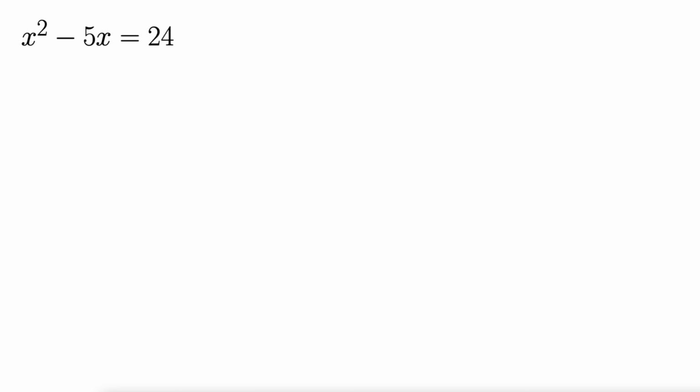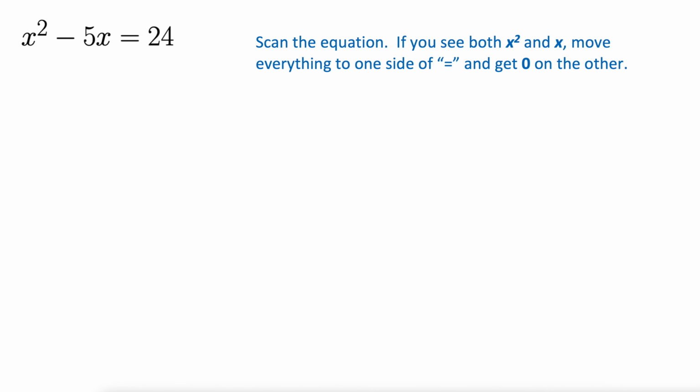Here we want to solve x squared minus 5x equals 24. And there's a useful technique for this. Scan the equation. If you see both x squared and x, move everything to one side of the equal and get 0 on the other. Okay, so a lot of times people get to this point, x squared minus 5x equals 24, and they don't know what to do because it's not in this form that they're used to seeing.